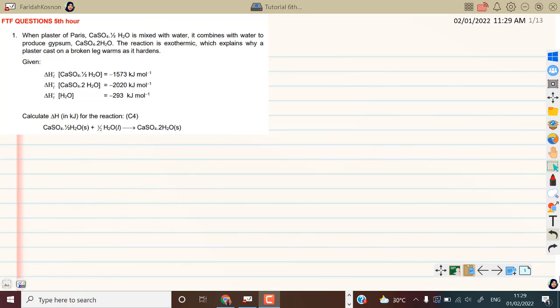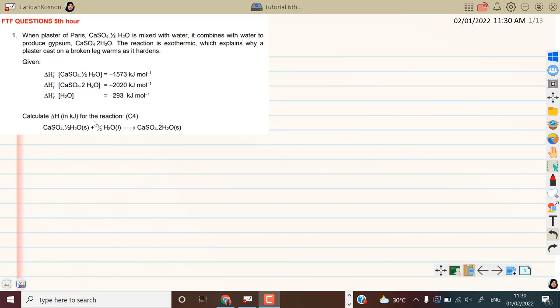Okay, so this is the question. When plaster of Paris is mixed with water, it combines with water to produce gypsum. This is the chemical formula for gypsum and this one is the chemical formula of plaster of Paris. The reaction is exothermic, which explains why a plaster cast on a broken leg warms as it hardens. You can see here the standard enthalpy values given for plaster of Paris, gypsum, and liquid water.